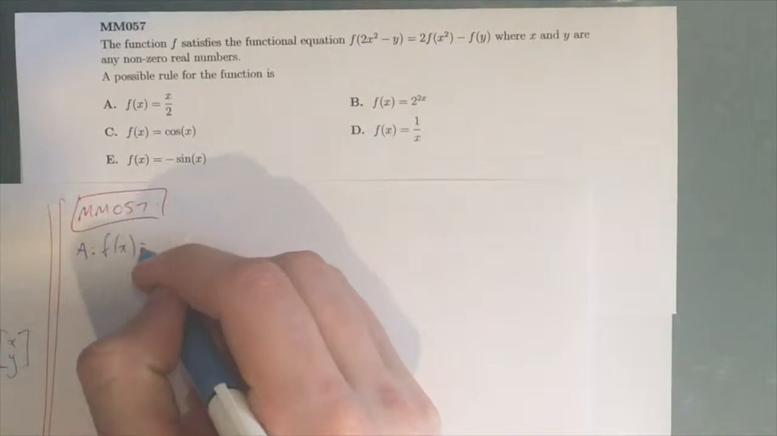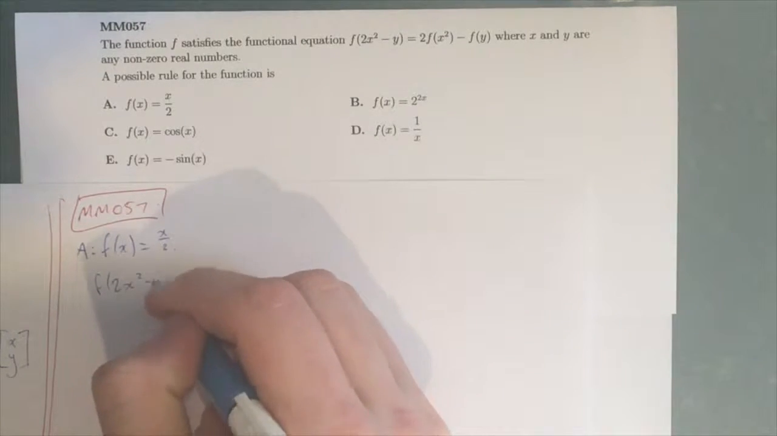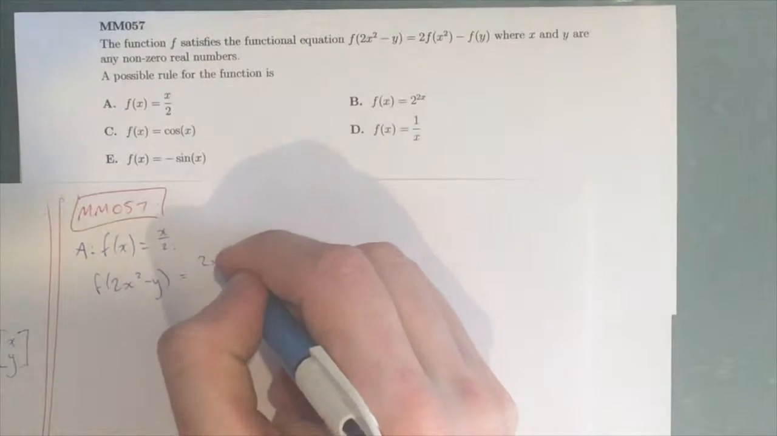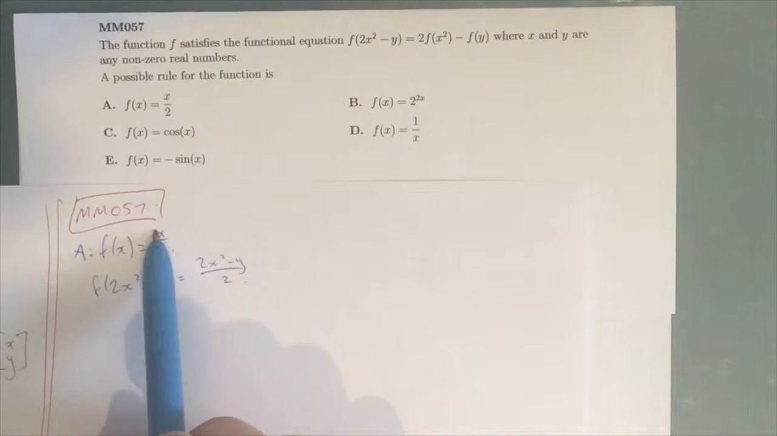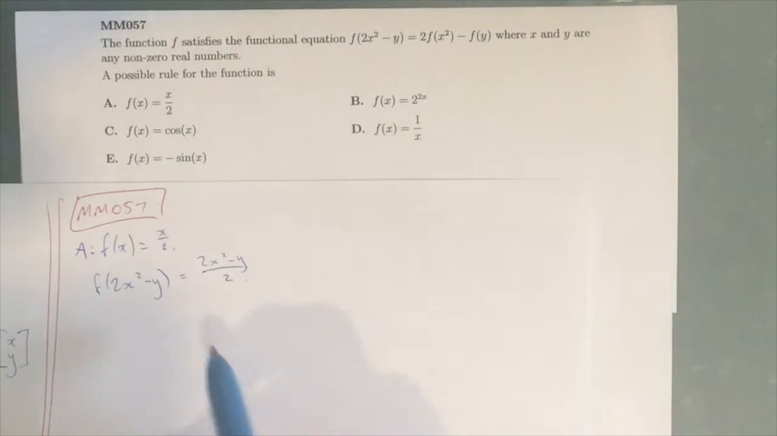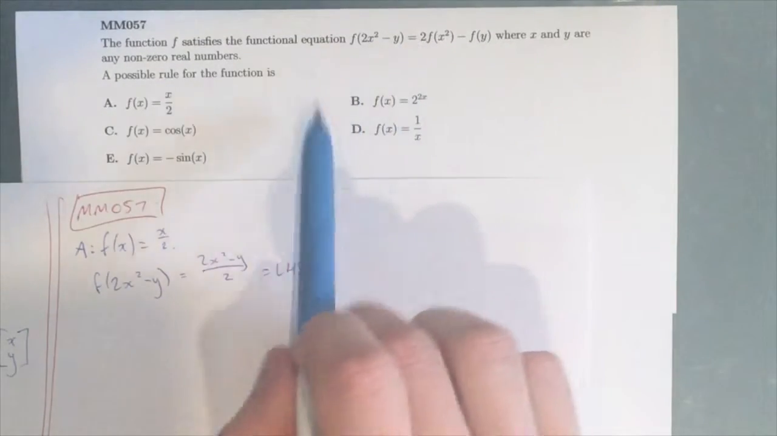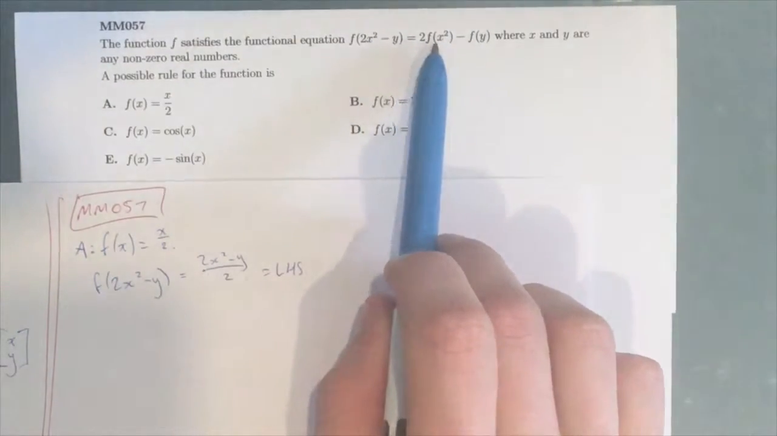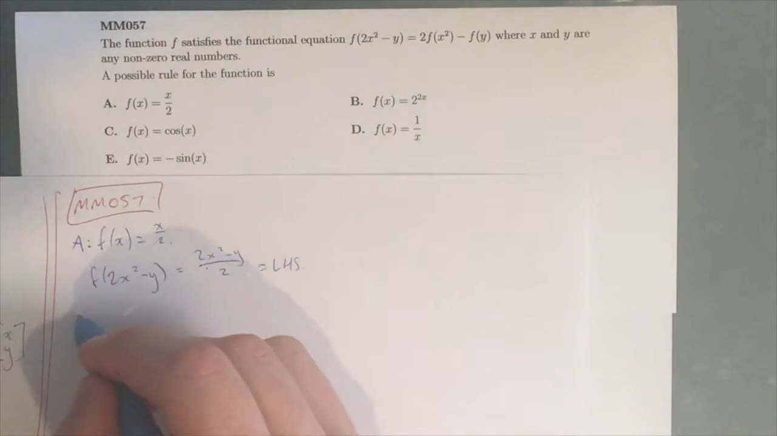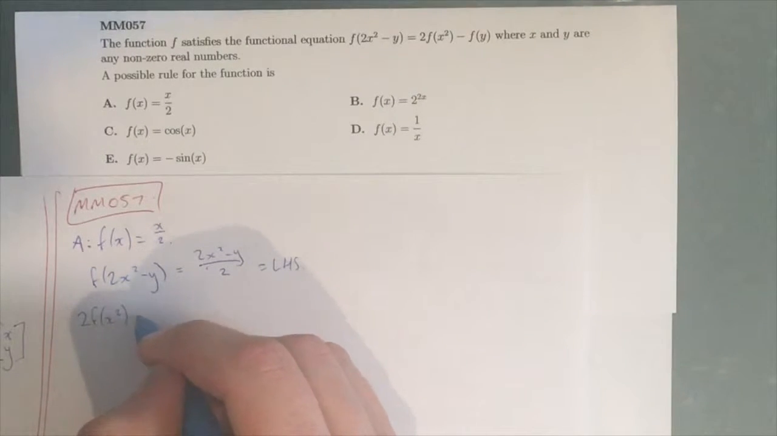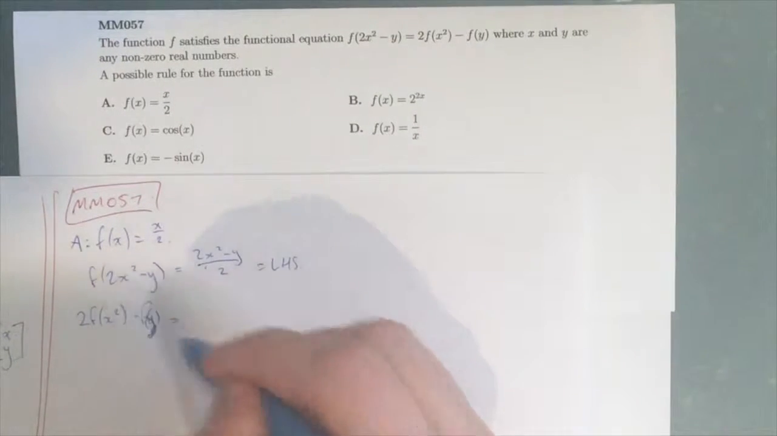So f of x equals x on 2, which means that f of 2x squared take y is equal to 2x squared take y over 2. So all we need to do there is replace all the x's in this function with 2x squared take y. So this is the left-hand side, and we also want to see if we sub in 2f of x squared take f of y, if that is equal to this, then that's our correct answer.